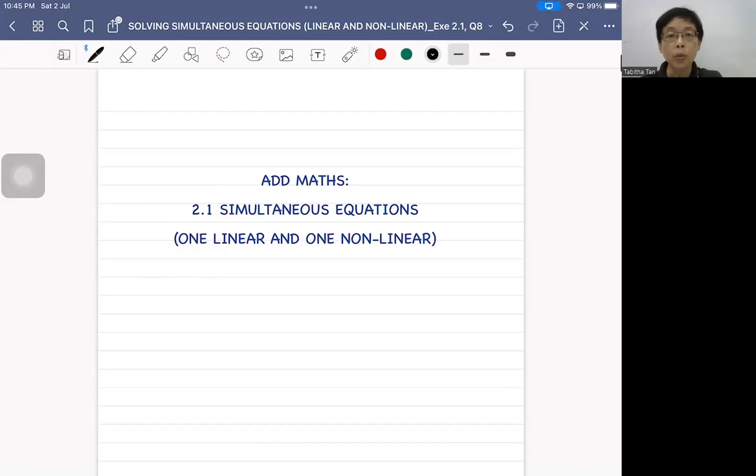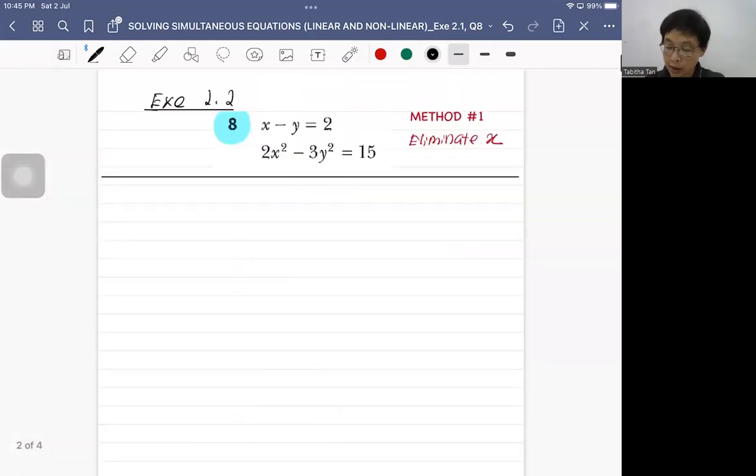In this episode, we are going to learn and look into solving simultaneous equations when we have one linear equation versus another non-linear equation. Then let us proceed. In this video, we're going to solve this question. You have x minus y equals 2, which is a linear equation, versus a nonlinear equation, 2x squared minus 3y squared equals 15.